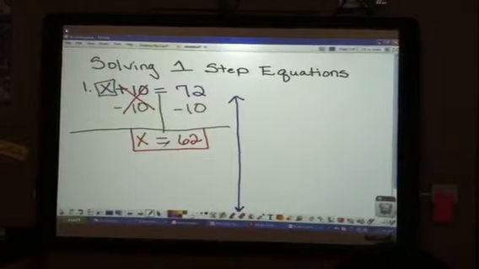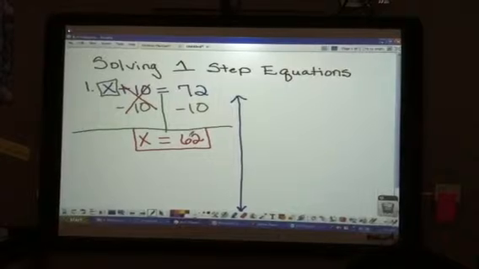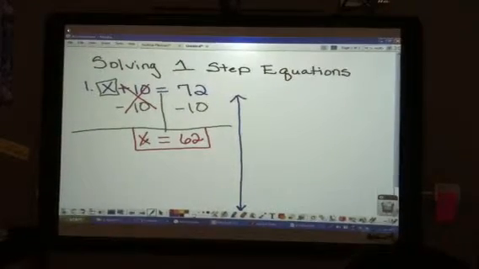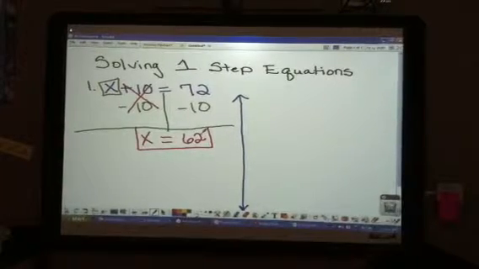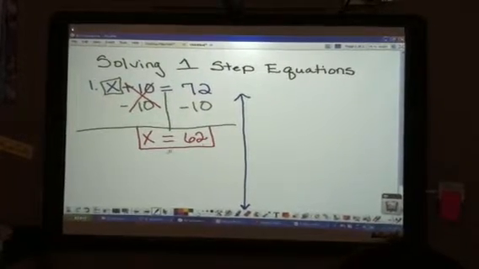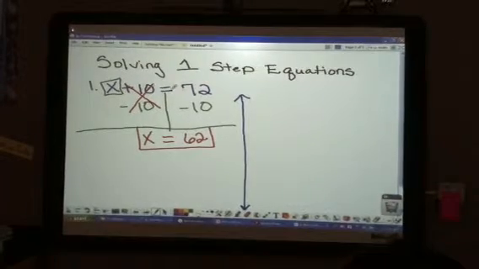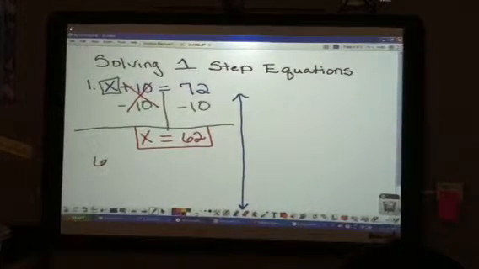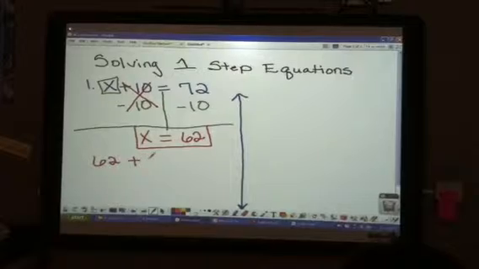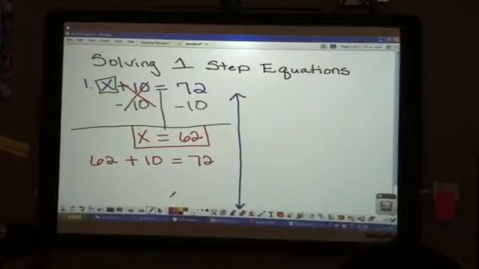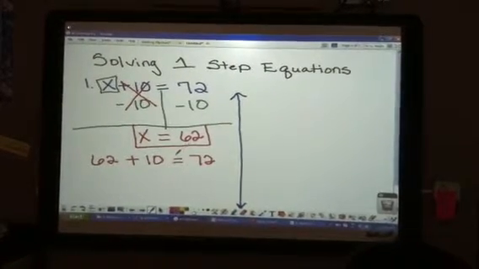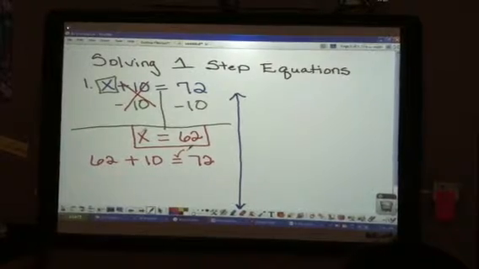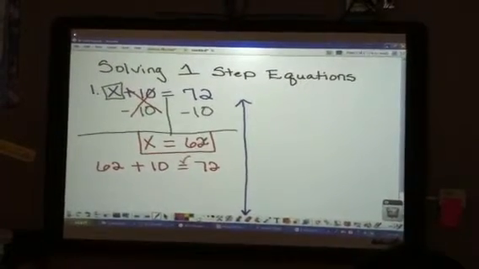Now the great thing about this is that you can go back and you can substitute 62 for x, substitution, again, another one of our key vocabulary words, into the equation. So if I substitute 62 into our original equation, 62 plus 10 equals 72, and I ask myself if that is correct, well, it is. So this checks out. So x does equal 62.